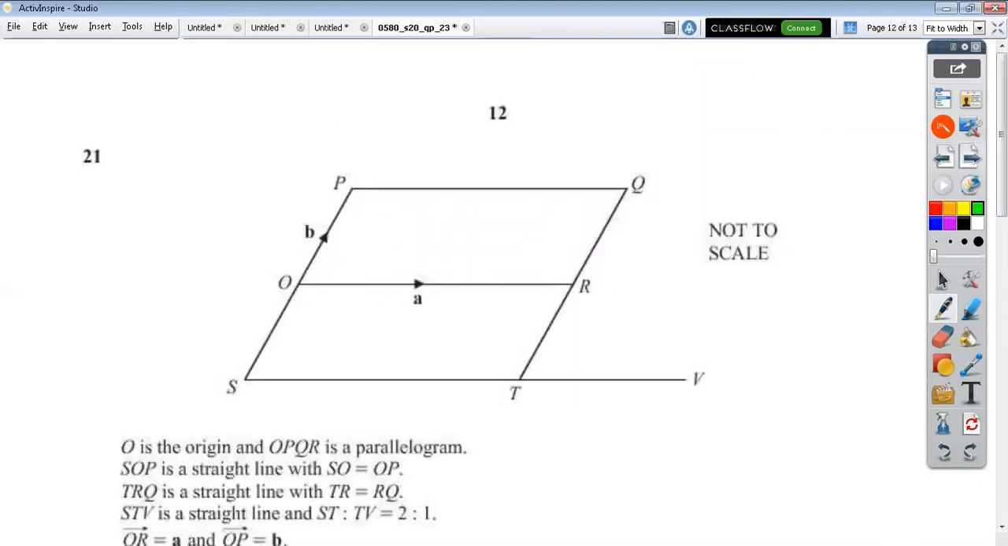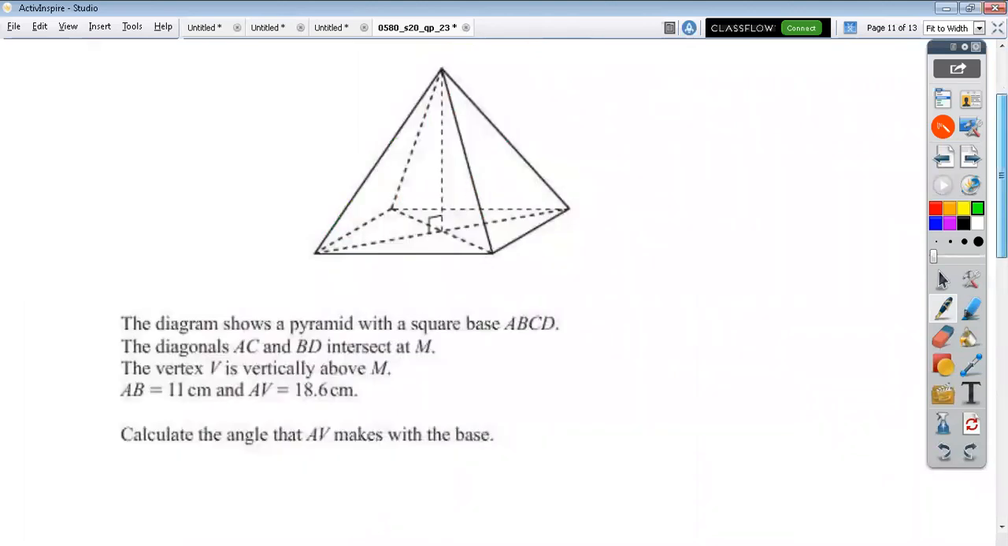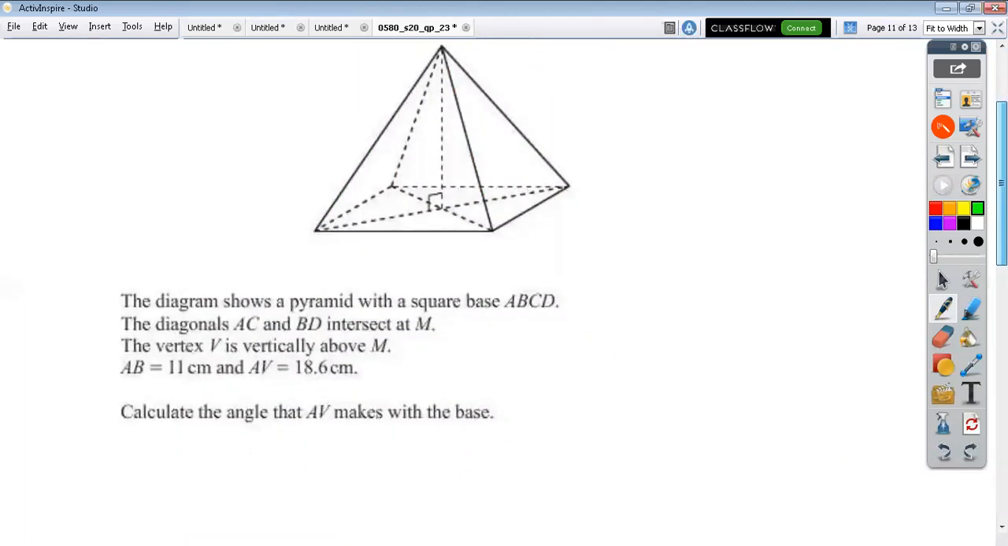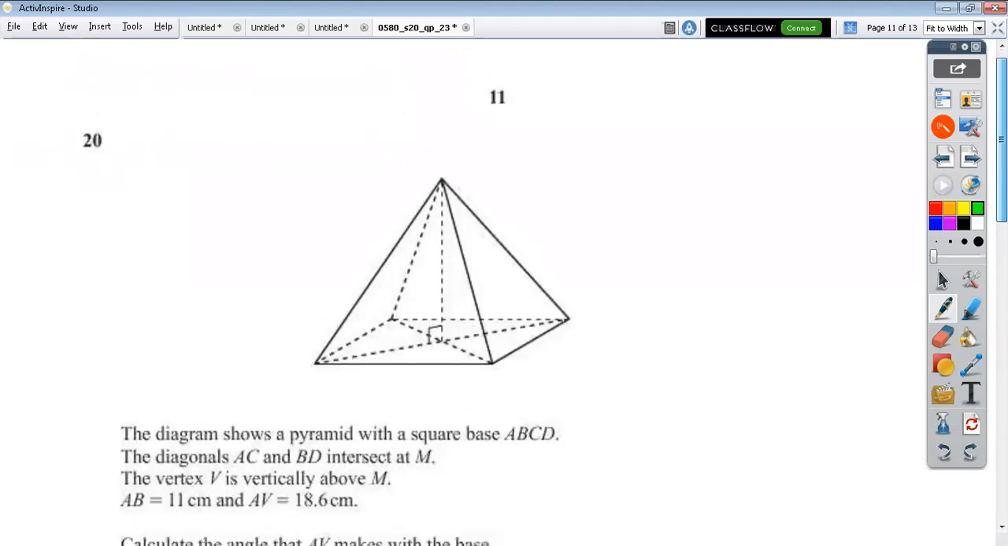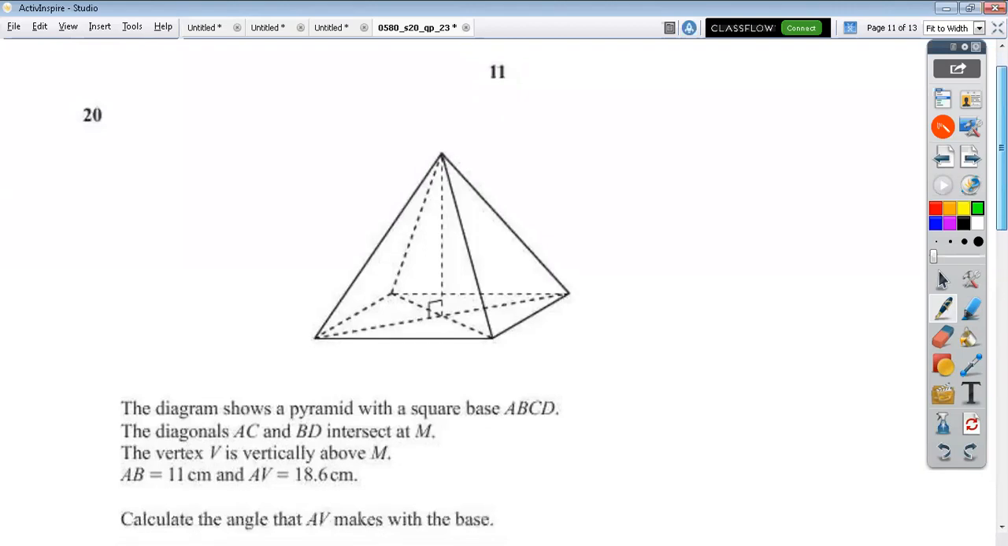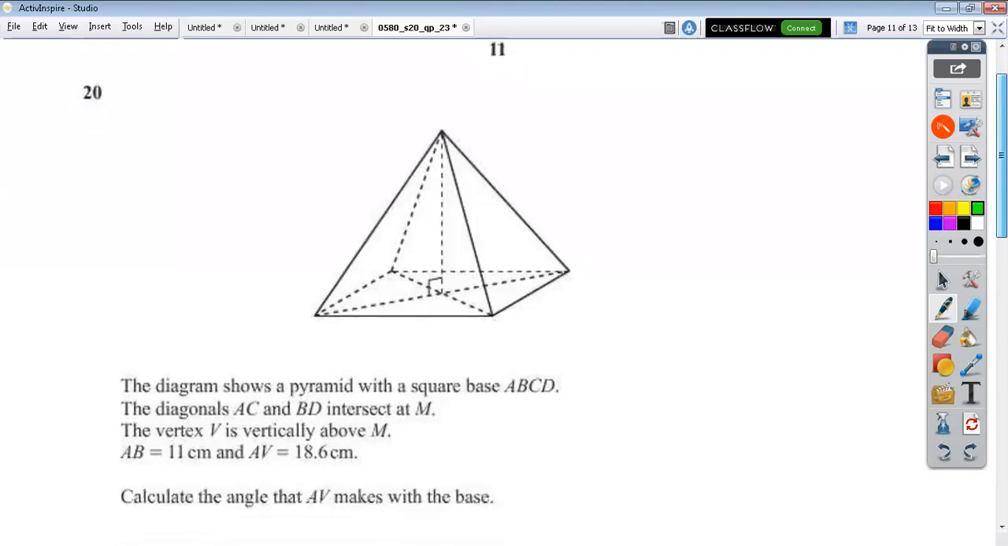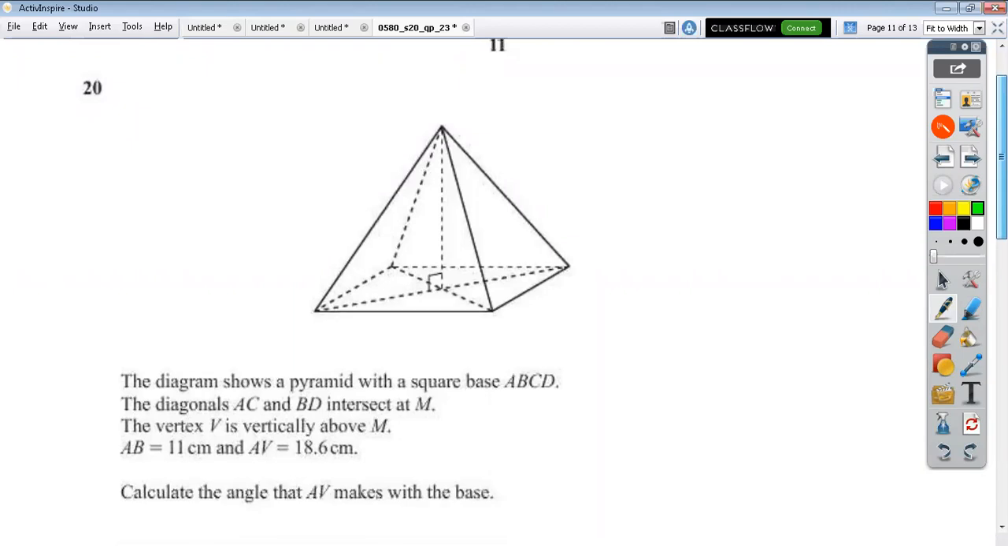We're almost done. Now, number 20. The diagram shows you a pyramid with shape like that. The diagonals AC and BD bisect at M. A, B, C, D. So they didn't tell you where A, B, C is. Fine. Doesn't matter. The diagonals AC and BD, they are bisecting here at M. Make sense?